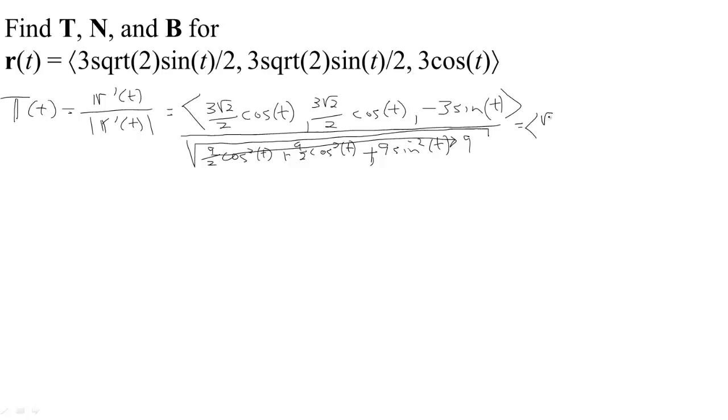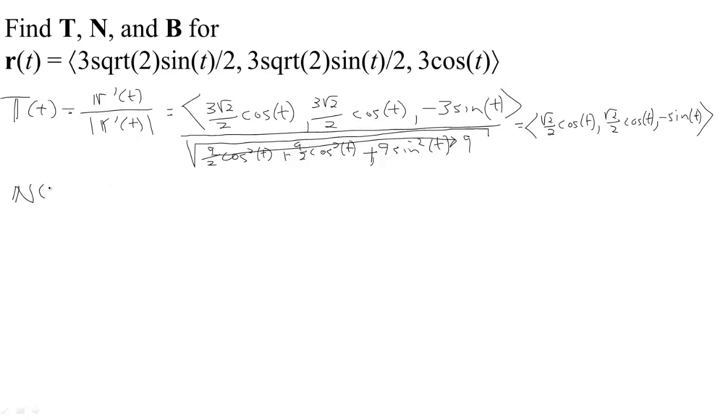So we're going to get root 2 over 2 cosine t, and another root 2 over 2 cosine t, and then finally 3 sine t divided by 3 would be minus sine t. So that's our unit tangent.